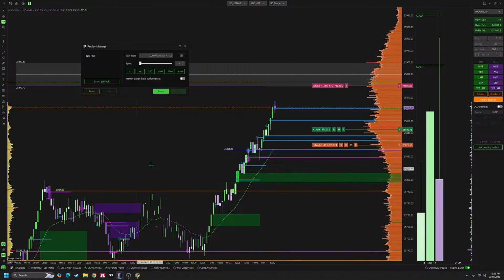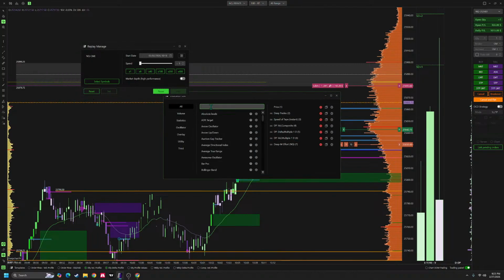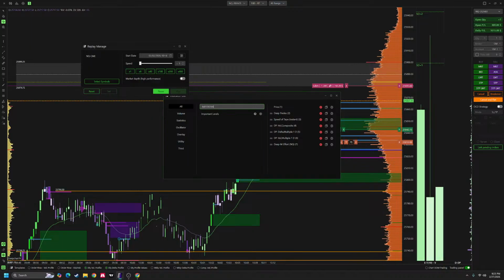So this is just pressure, right? Effort to start the move, continued urgency, and it's going for an important level. Now here's another cool thing. I mean, other platforms have something like this, but another indicator I like to add on here. There's never enough, right? Important levels. So let's add that, and I'm going to make a couple changes to it.